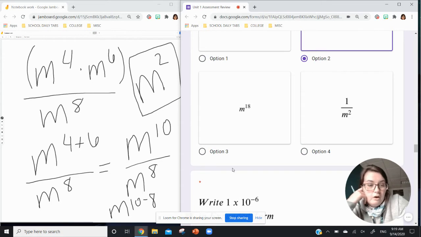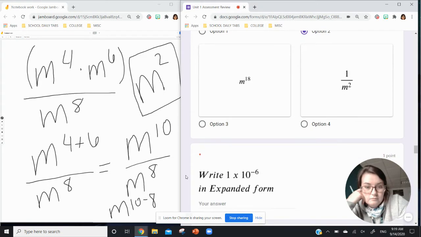Because follow all those steps. Okay. So do this first. Get rid of the multiplication. Figure it out. And then do the division.